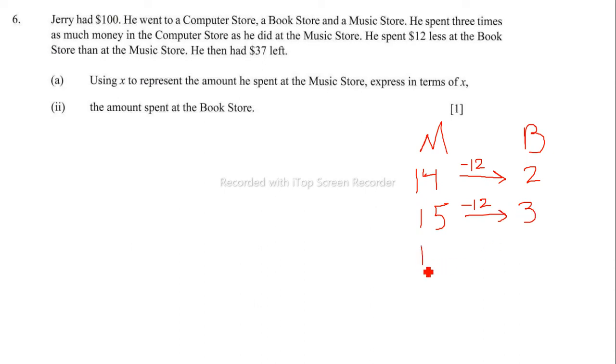If he spent $16 at the music store, how much did he spend at the bookstore? 4. And finally, if he spent $17 at the music store, how much did he spend at the bookstore? 5. Very good. Alright, so that means that if we're trying to represent it in terms of a formula, how would we write it? Remember, X is the amount to represent how much he spent.